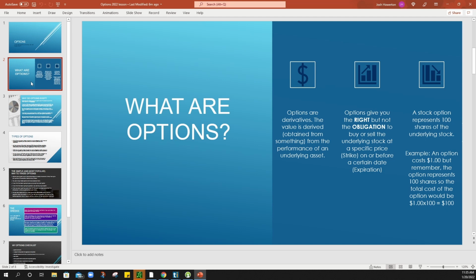A stock option represents 100 shares of the underlying stock. So for example, an option could cost $1, right? You see it there on your ladder, your options ladder. It'll show maybe $1. But remember, the option represents 100 shares.